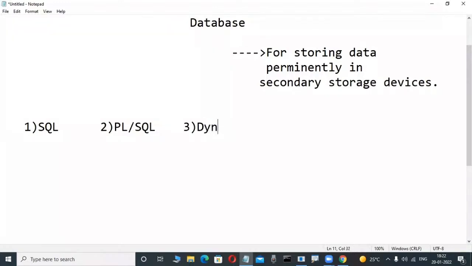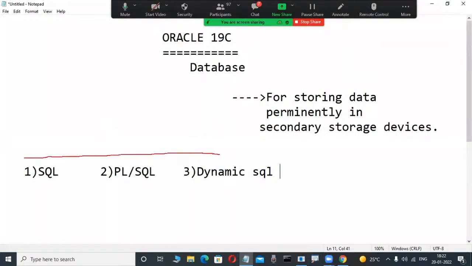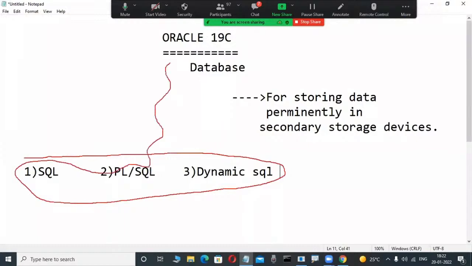Dynamic SQL is a language. Dynamic SQL is a small one only, because we have good knowledge of PLSQL, so it is just a little bit of extension. These three languages you have an idea of. And through these three languages we are operating Oracle software.